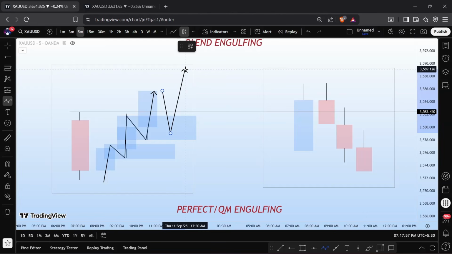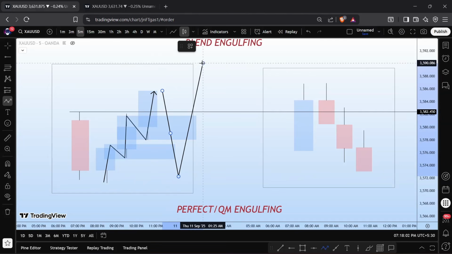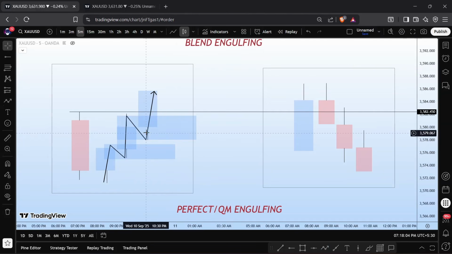But is it necessary? No, it isn't. It can go deeper into the zone and then do this. So it's just the anticipation or the bias that we make that this area is stronger, right? And usually it tends to react from here only, but there can be cases where it may go deeper into the zone and then react.